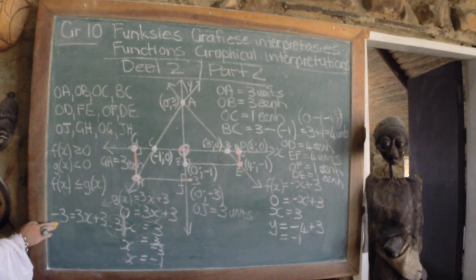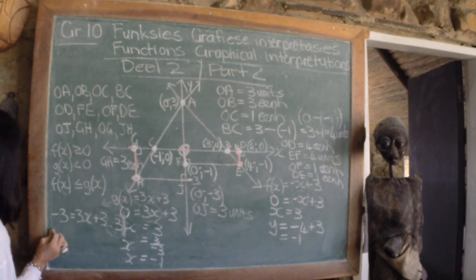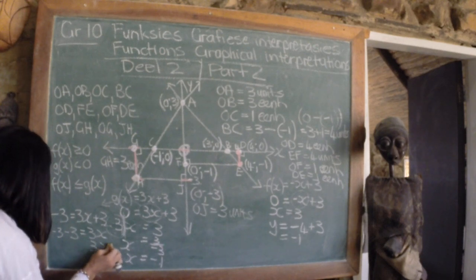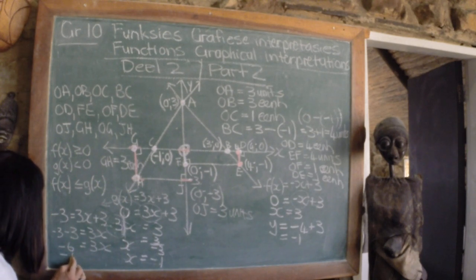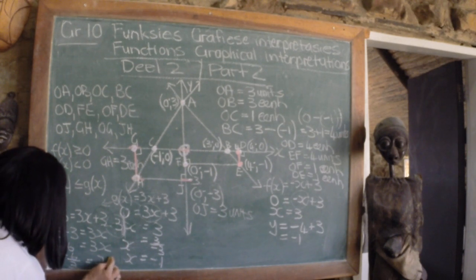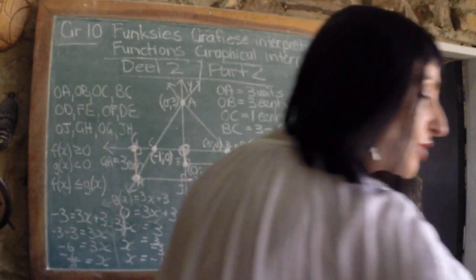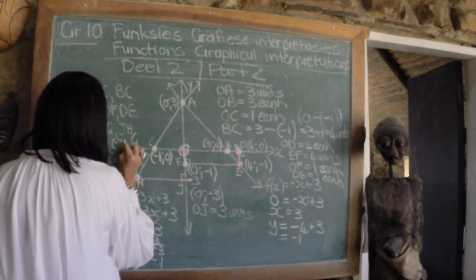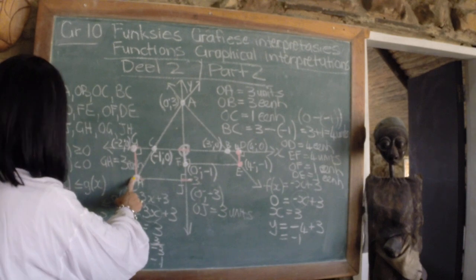So if I substitute y with minus 3, I can take this plus 3 to this side of the equals, it becomes a minus. So minus 3 equals 3x. So 3x is gelyk aan minus 6. And when I take this 3 to the other side, the multiplication becomes a division. So ek het minus 6 gedeel deur 3 en dit is my x-waarde. En minus 6 gedeel deur 3 is gelyk aan minus 2. So wat weet ek van hierdie x-waarde? Hy is -2, 0.